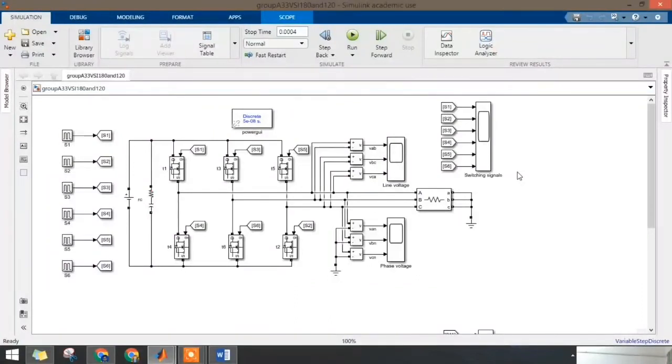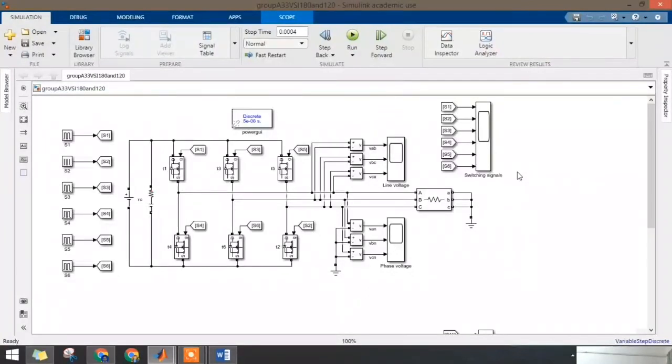The load that may be connected varies as well. Only a star connected load can be used for 120 degree conduction. However, in the 180 degree conduction mode, both star and delta connected loads can be applied to the inverter. However, 180 degree conduction has one minor drawback, which is that the switches on any one leg of the inverter cannot be turned on at the same time. Otherwise, a short circuit across the DC link supply would result.